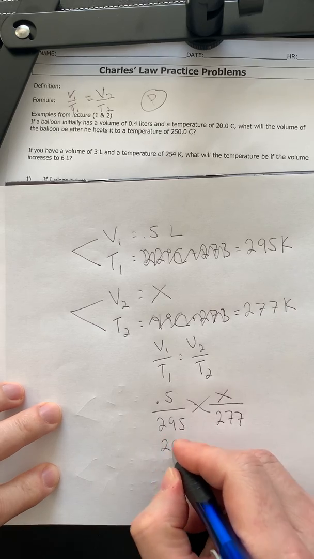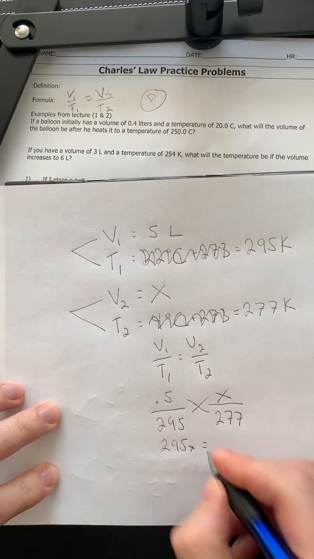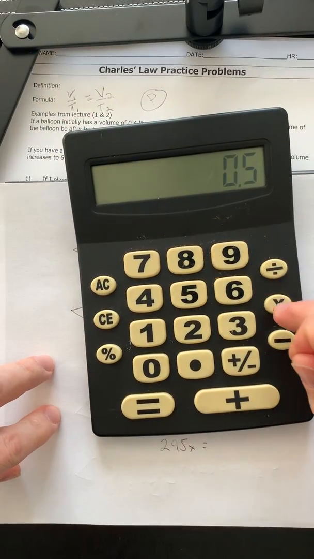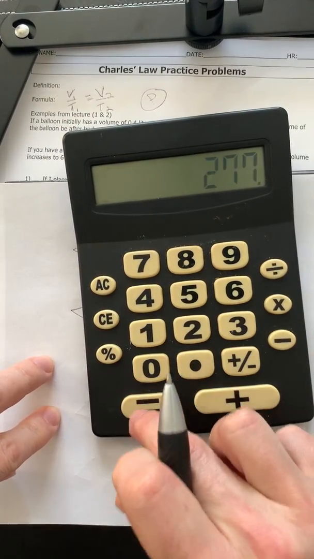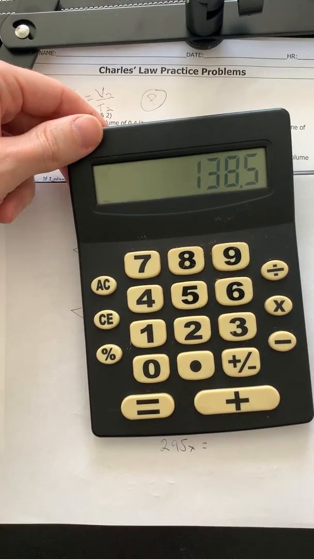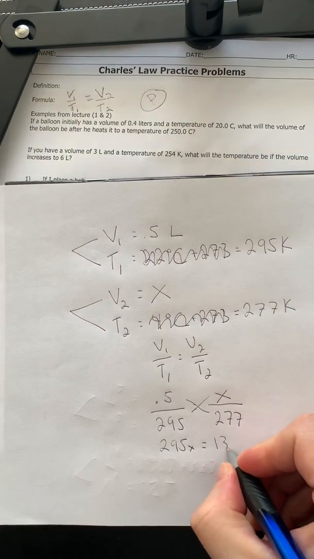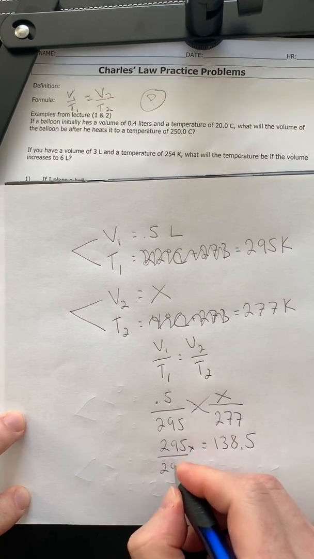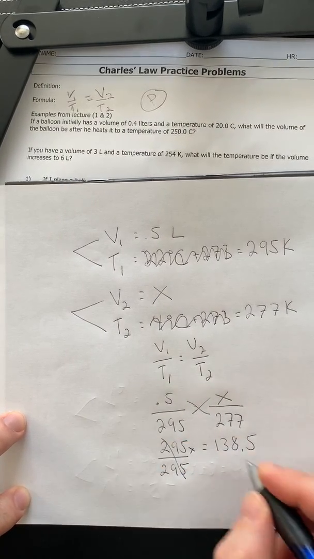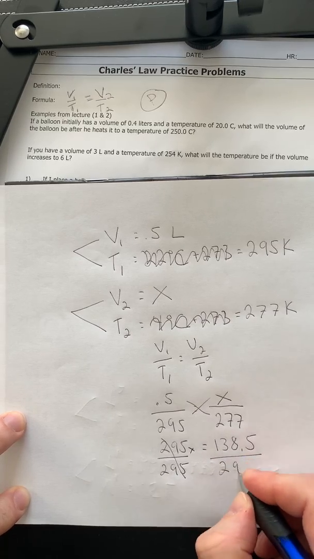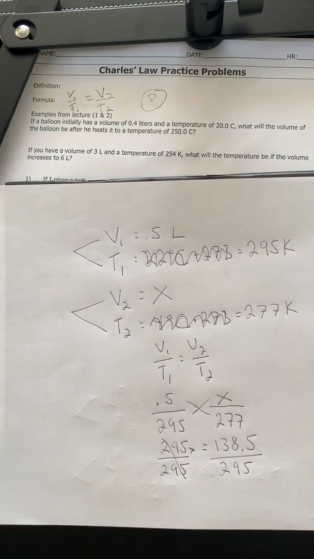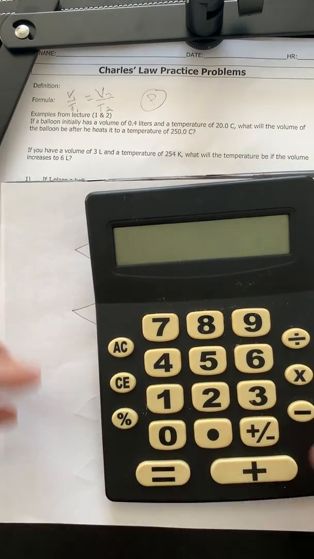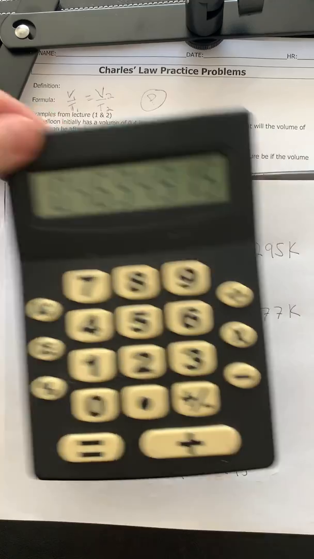I got 295x equals, I got to use my calculator for this. So I go 0.5 times 277. And I wound up with 138.5. Now I got to solve for x. So I divide this guy out by 295. Divide this guy out by 295. So I'm going to go back to my calculator. Divided by 295 equals, and I got that.